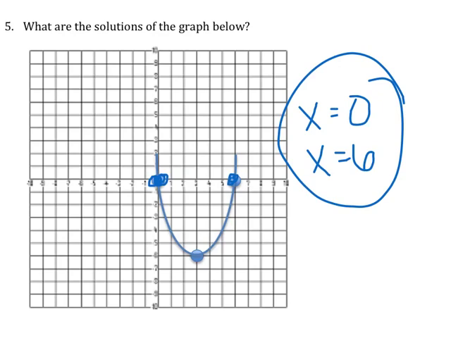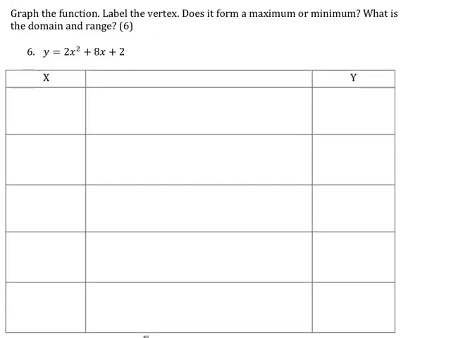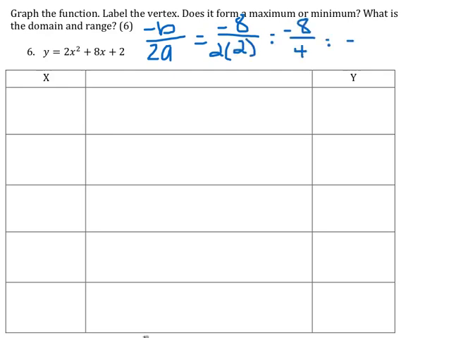Those are our solutions. Now here we're graphing a quadratic equation, which means we need to use our negative b over 2a to figure out where the vertex is. So a is 2, b is 8, c is 2. So we plug that in, we get negative 8 over 2 times 2. That's negative 8 over 4, which is negative 2. So that means we'll start with negative 2. We'll go 2 numbers up. We'll go 2 numbers down.